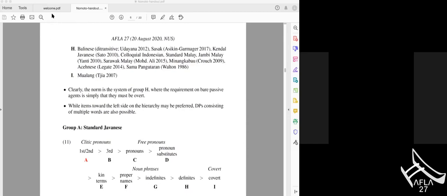So I gave examples for each group. Group A is standard Indonesian.